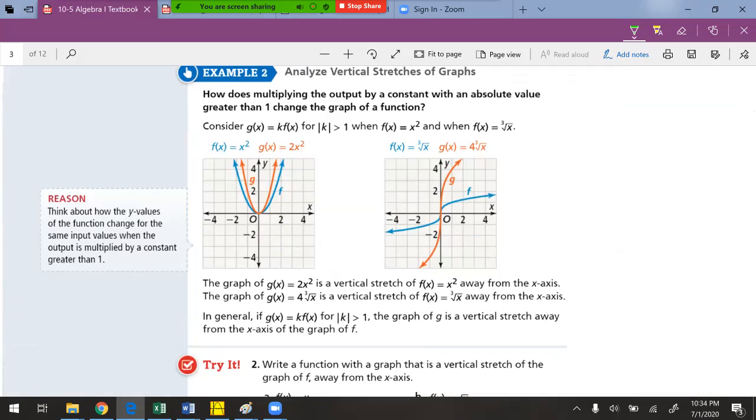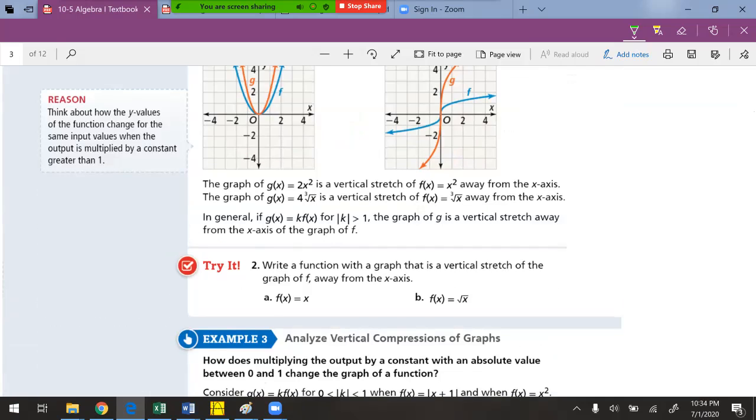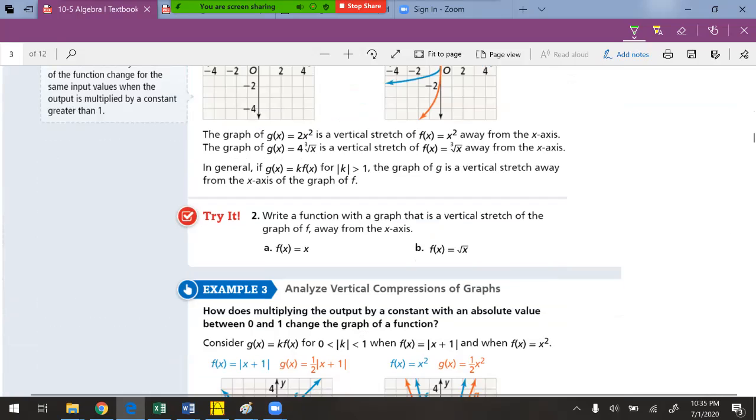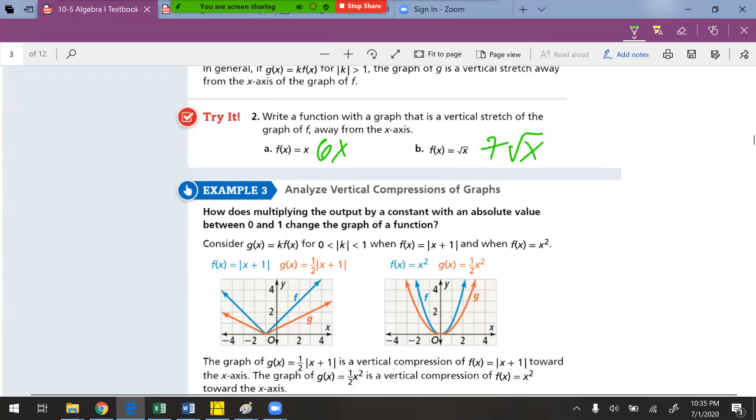Well, actually, let's talk about compressing. Remember how we talked about if a is bigger than 1, that means we squeeze. But if it's between 0 and 1, we stretch it. So that is for vertical compress. For vertical stretch, yes. So for 2 and 4, vertical stretch away from the x-axis, I don't know, 6x, for example, and then 7 radical x. Boom, easy.